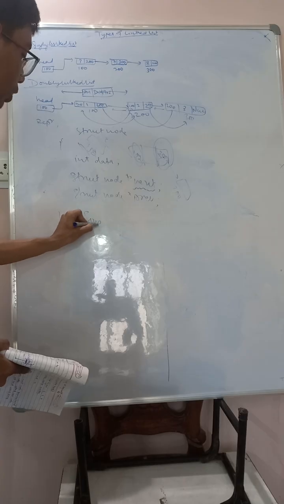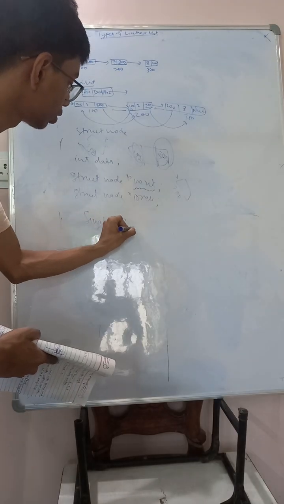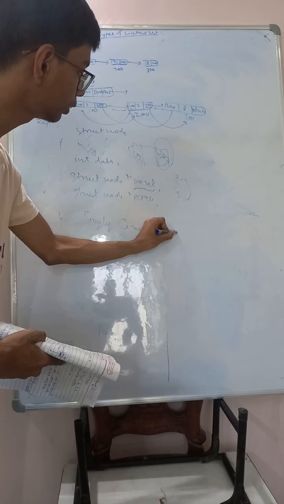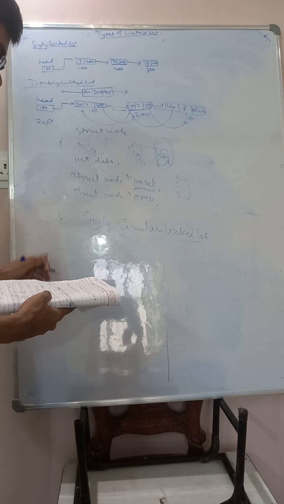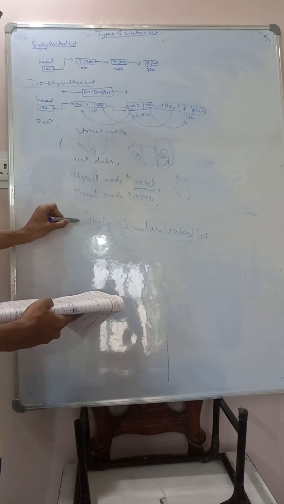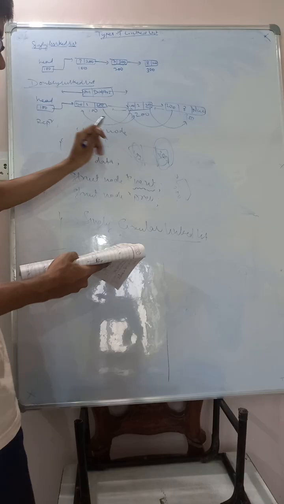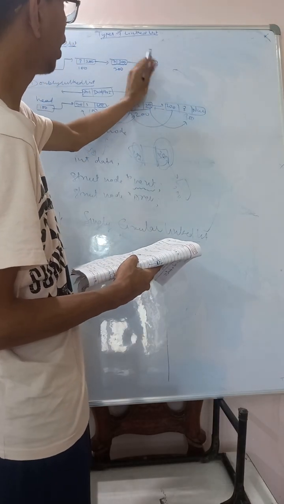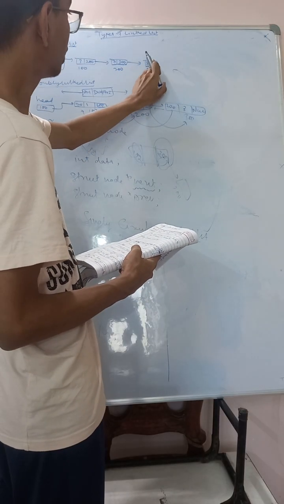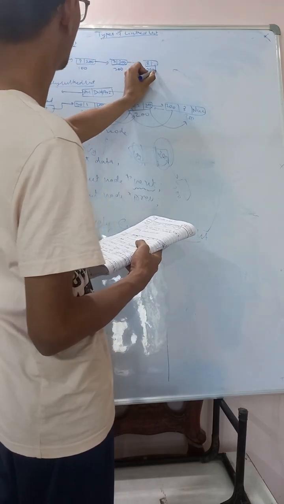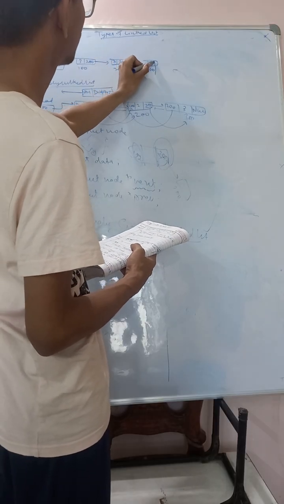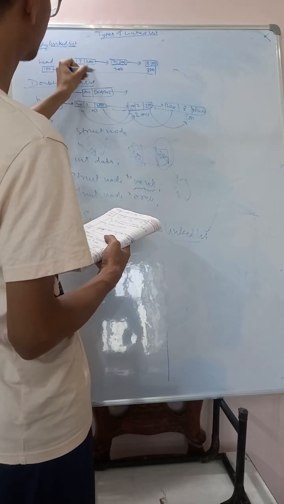And then we will discuss about singly circular linked list. This is simply the singly linked list, but in this case what I will change is, in my last node, my last node will point towards my first node. So here I will store 100 and this will point towards first node.